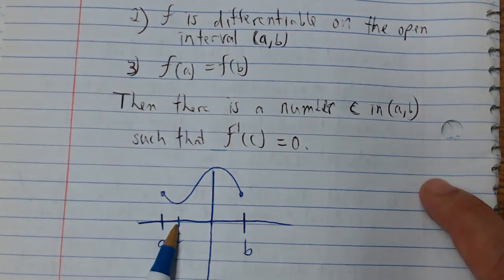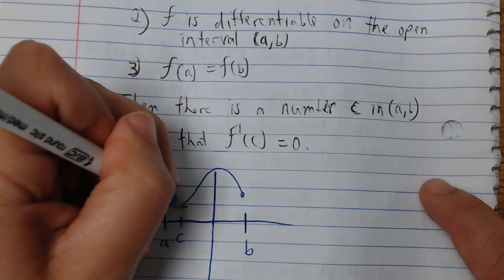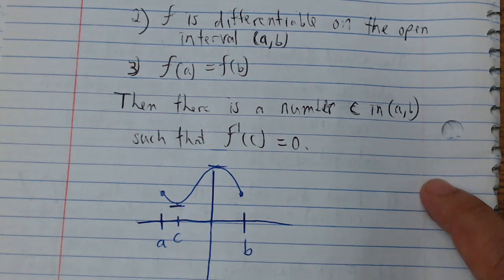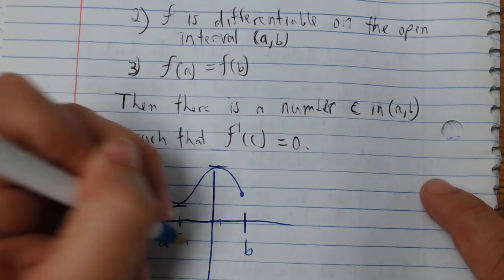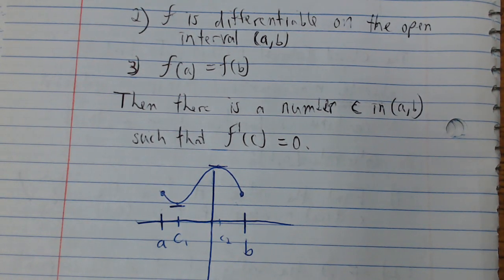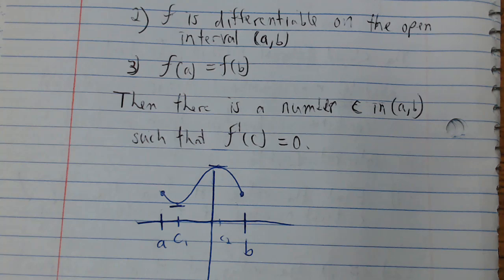So in our definition, we're calling these C's. Notice how here the derivative is 0, and here the derivative is also 0. So we could also call this maybe c sub 1 and c sub 2. So in this drawing, I had two possibilities. Remember, we could have 1, 2, 3, or infinitely many places, but Rolle's theorem guarantees this.